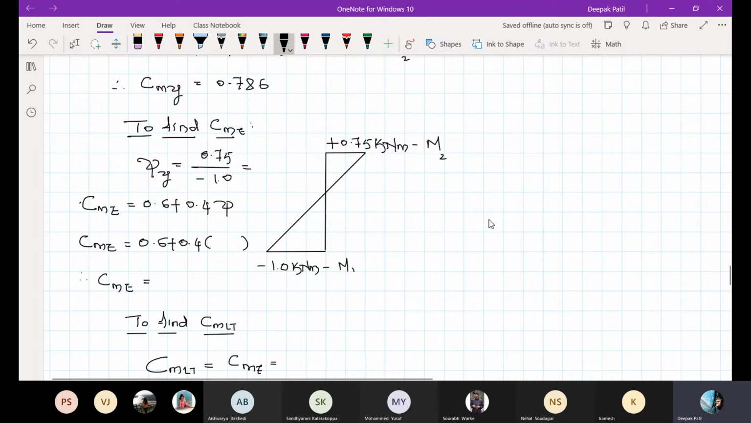Once again, the same thing: you have to calculate the xi value. You have to take the lesser value, numerically lesser, so don't take it with the minus sign. That is minus 0.75 divided by 1, so this comes out to be minus 0.75. Then you can calculate CMZ using the same formula, substituting minus 0.75. The value of CMZ comes out to be 0.3.